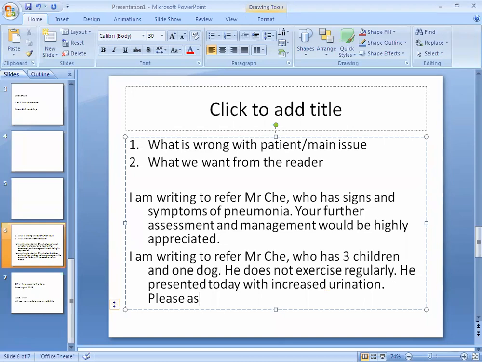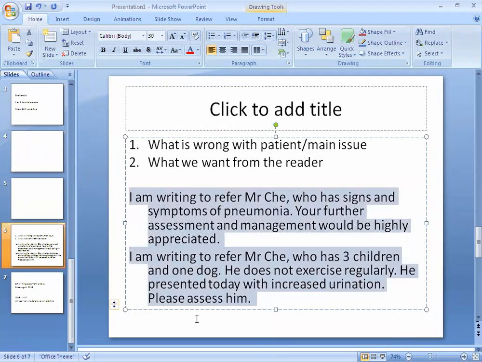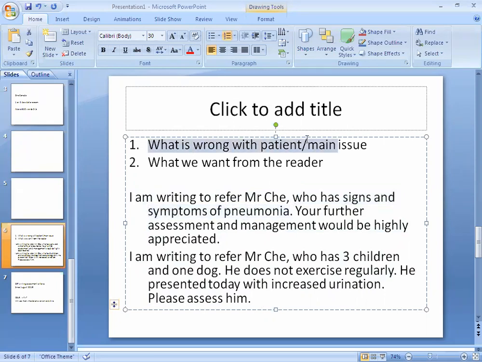Please assess him. Okay. What is the difference between these two purposes, Dr. Diana? What is the difference? In the first, it's correct, it's priority, because we just say what is the main issue of the patient? What is the main issue of this patient?